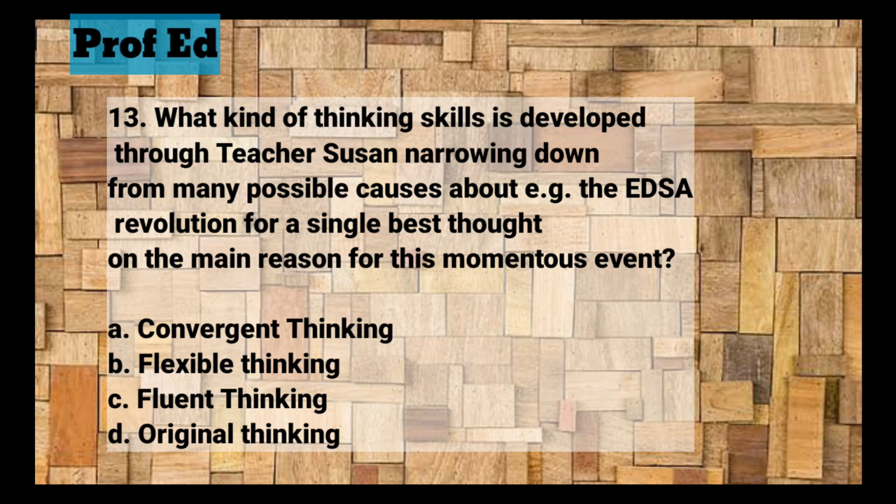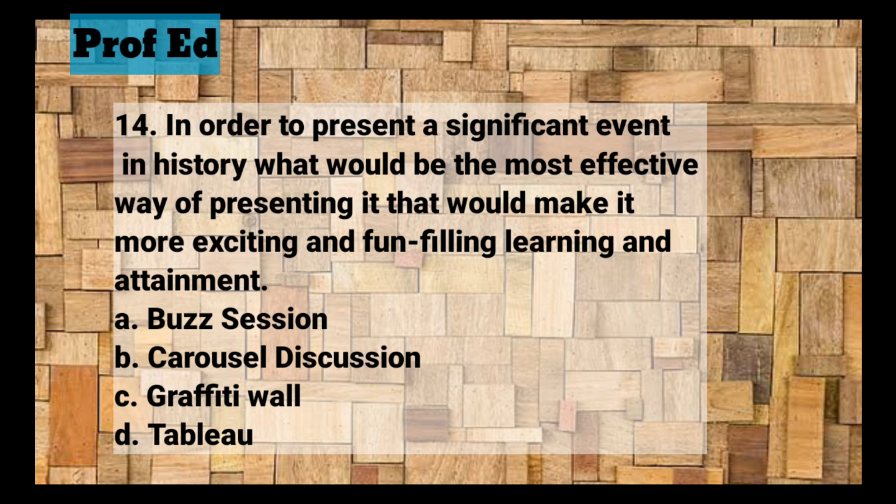The correct answer is letter A. Convergent thinking. Number 14. In order to present a significant event in history, what would be the most effective way of presenting it that would make it more exciting and fun-filled learning and attainment? A. Buzz session. B. Carousel discussion. C. Graffiti wall. D. Tableau.